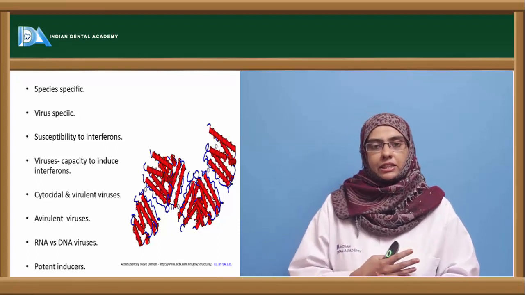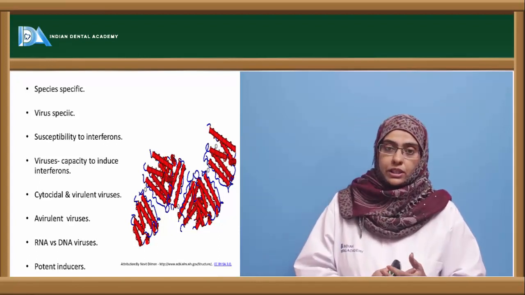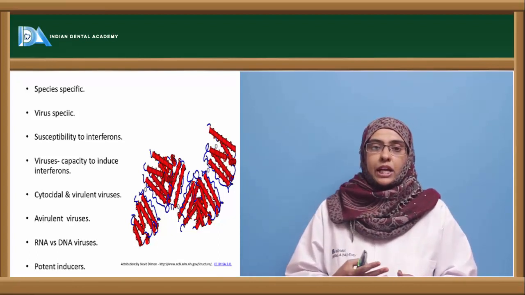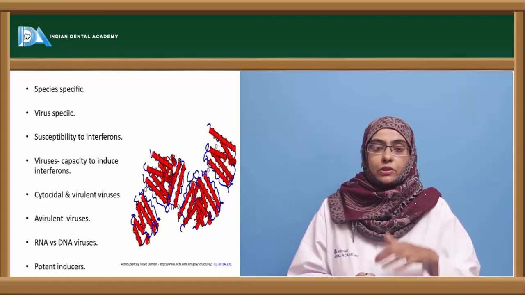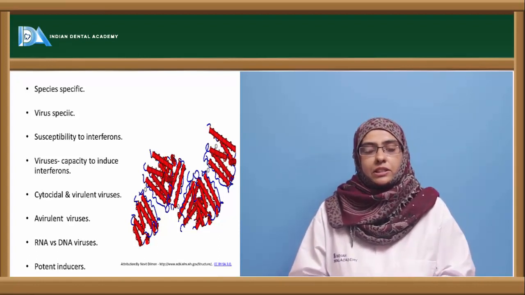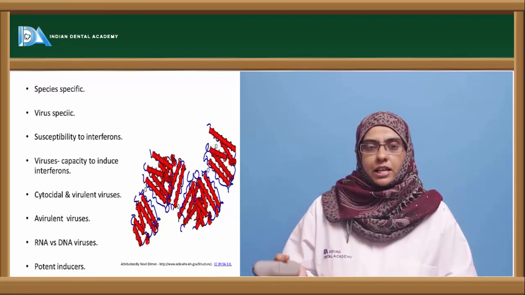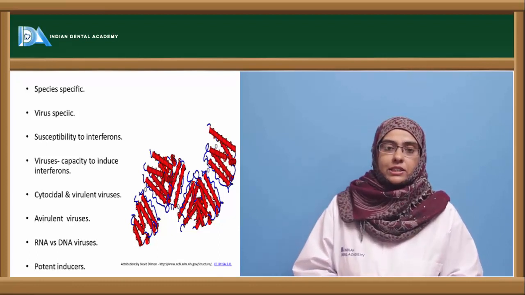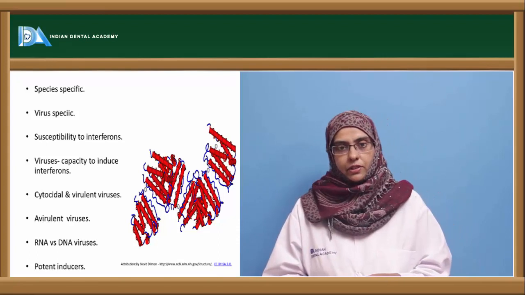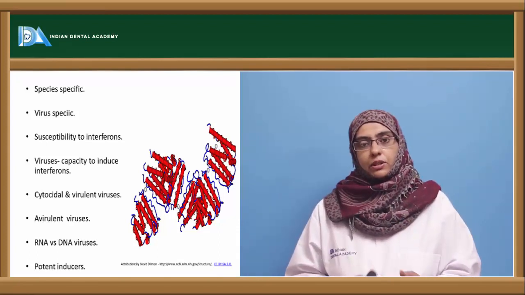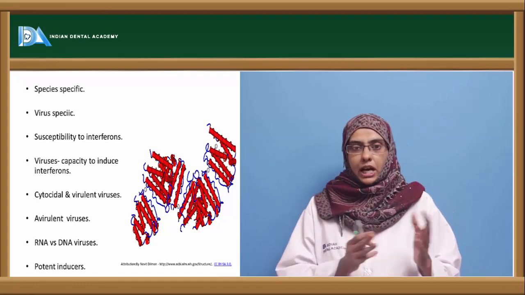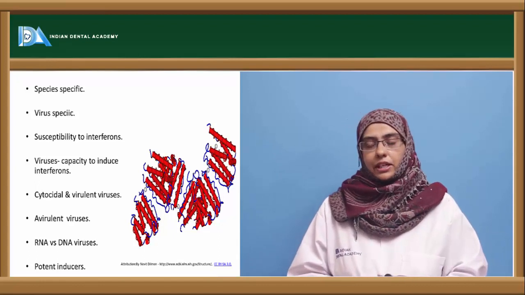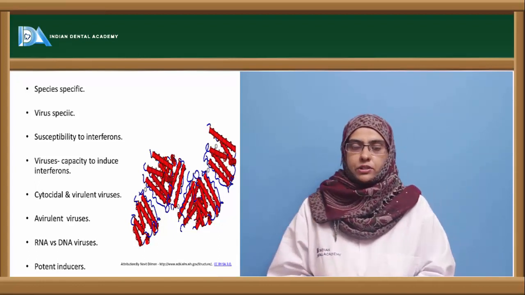There are different viruses which show variation in susceptibility to interferons, and different viruses also have different abilities to induce the production of interferons. Some viruses are good inducers of interferon production, and some viruses are poor inducers. The cytocidal and virulent viruses are poor inducers of interferons, whereas the avirulent viruses are said to be good inducers of interferons. Coming to RNA and DNA viruses, RNA viruses are very good inducers of interferons, whereas DNA viruses are poor inducers of interferons.